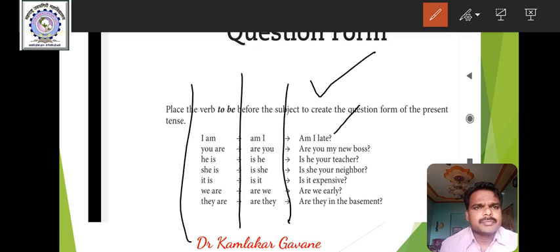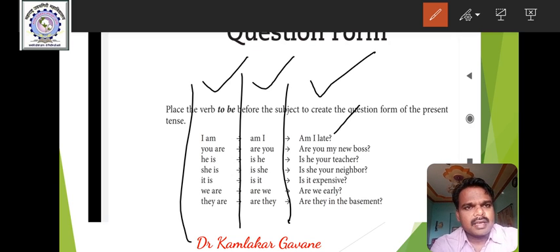See here, I am. If we reverse it, it becomes am I, and the yes no type question is am I late? Okay, it is very simple. If we say I am late, it is a statement, it is an assertive sentence. Am I late is a yes no type question.